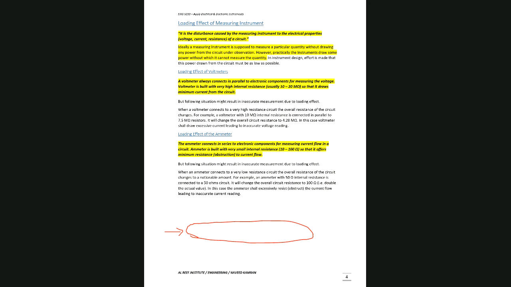So this was all about the loading effect of the commonly used measuring instruments which we use in the lab, the multimeter in the shape of voltmeter and ammeter. Other instruments also have their loading effect. For example, the power meter, wattmeter, oscilloscope, and other devices which we use for measurement also have their own loading effect.